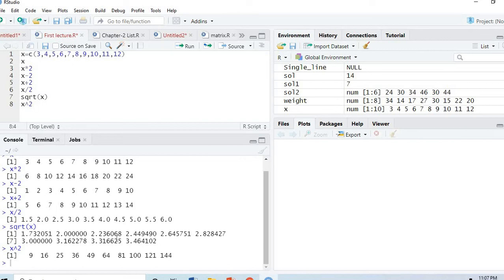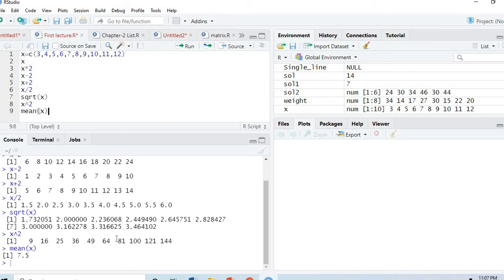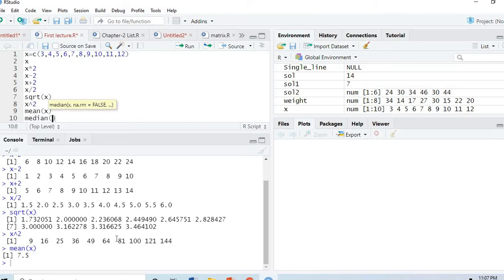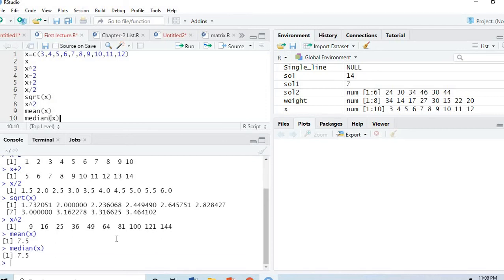Friends, you can also use some functions related to descriptive statistics. You can find the results of basic descriptive statistics such as the mean, median, standard deviation and variance. Suppose we want to find the mean of this vector, just type mean and the vector is x, Alt plus Enter. So 7.5 is the mean of this vector. Similarly, you can find the median, and the vector is x, so 7.5 is the median value.